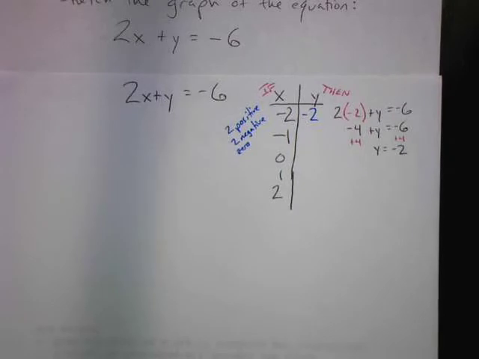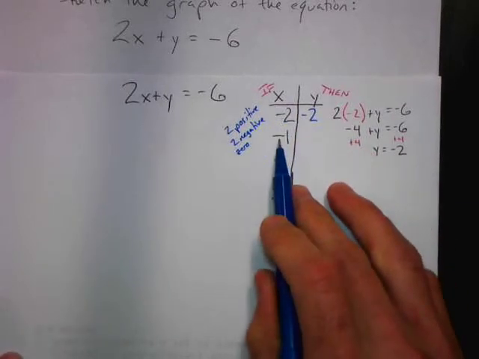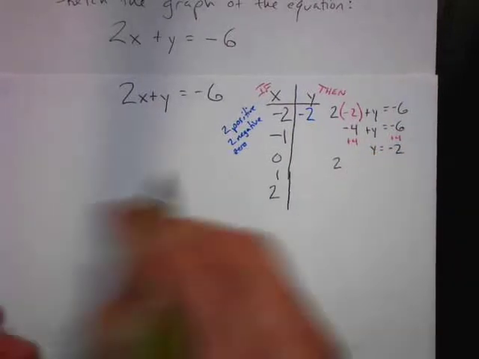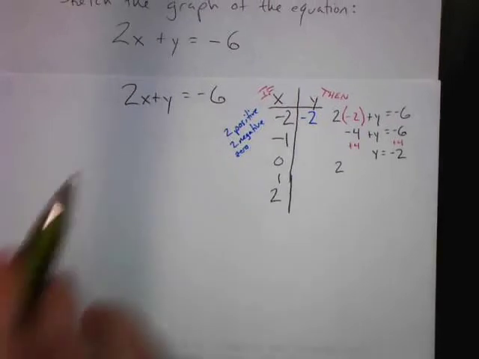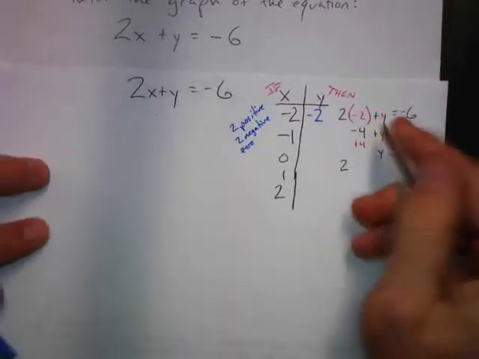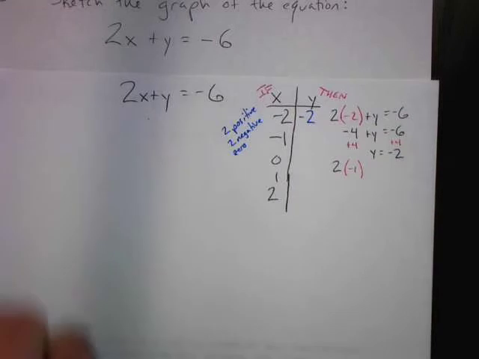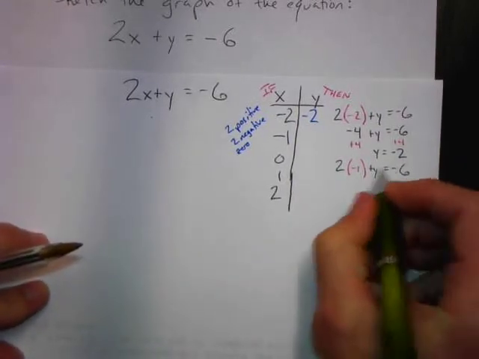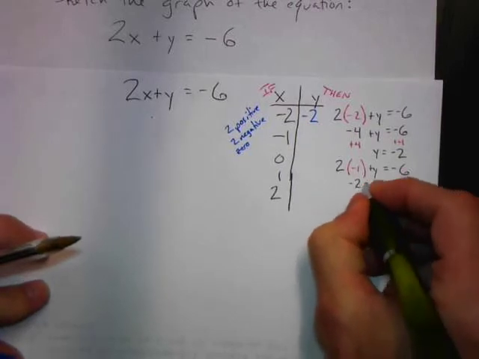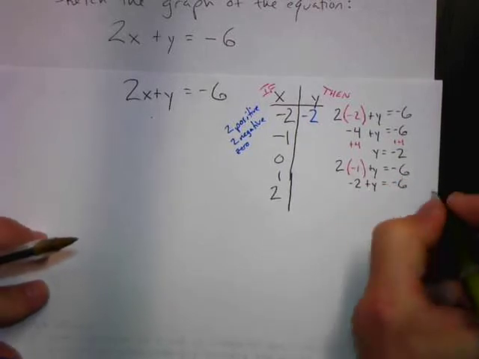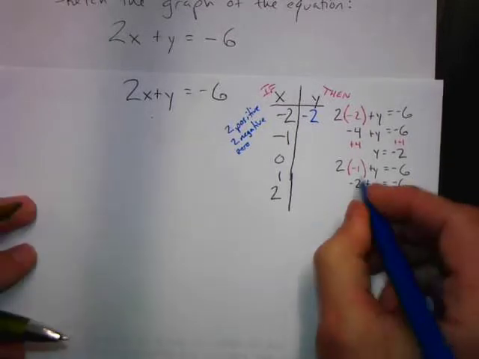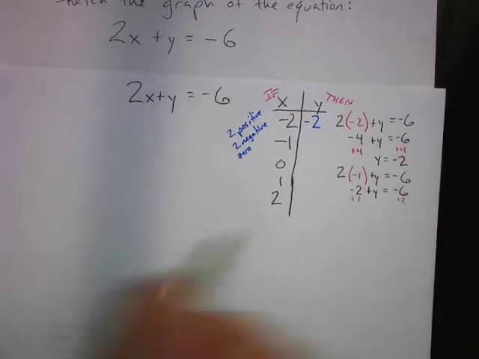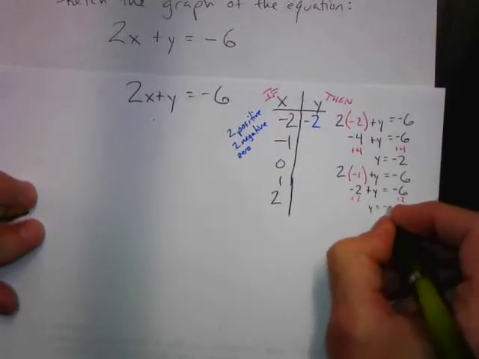And now what we're going to do is find out if x was -1, what would y be? So we're going to do that. We're going to write the equation again. 2x plus y equals -6. And we're going to figure out what y would be. 2 times -1 is -2. So -2 plus y equals -6. Now we're going to solve for y by adding 2 on both sides. And we find out y will equal -4.